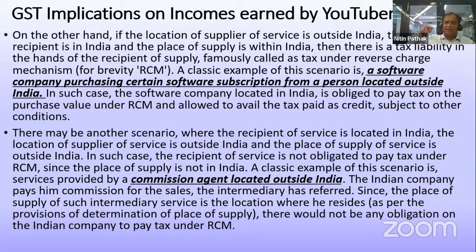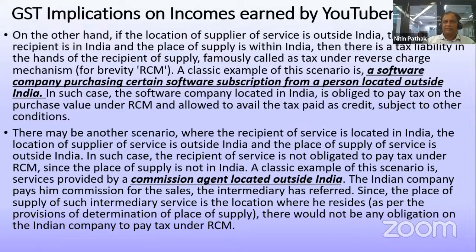So what is in India? The destination is in India. Let's give an example. A software company located in India purchasing certain software from a person located outside India. In such a case, the software company located in India is obliged to pay tax under RCM. So what are the conditions? Location of supplier is outside India. We are purchasing the software from an outside country, and we are receiving the software in India. Hence, it will be covered under RCM. Okay, clear? Yes, now. Again, I am buying software from outside India. Supplier is outside India. Place of supply is in India. I am the recipient of service in India.